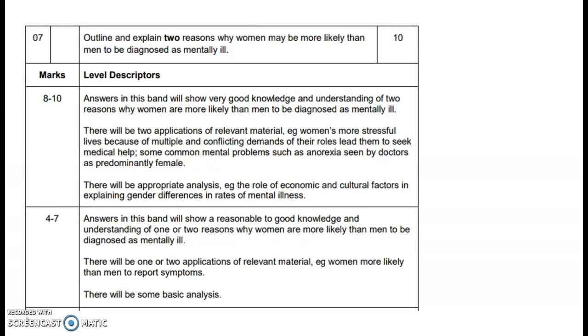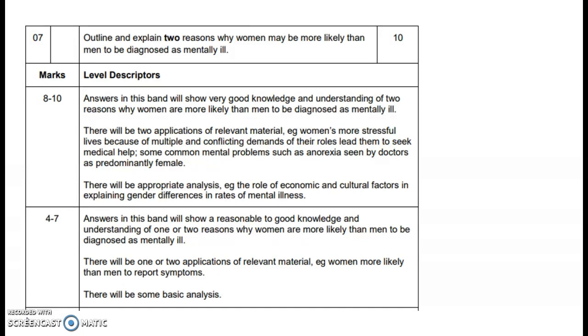So here in the mark scheme, in order to get into the top band, you need to have very clear 2 reasons, but those reasons need to be different enough from each other. They suggested here that the relevant material and applications that could be used would perhaps be talking about certain mental illnesses that we tend to associate more with women, so eating disorders, specifically anorexia. Whilst this is increasing in the male population, we do see this is still a predominantly female condition.